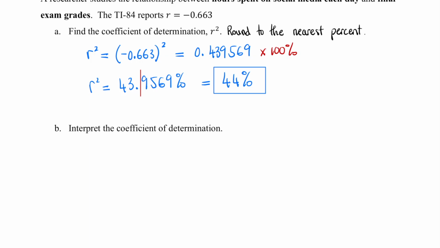Now, let's interpret the coefficient of determination. The coefficient of determination is 44%. So approximately 44% of the variation in the final exam grades can be explained by the variation in hours spent on social media each day using the best fit regression line.